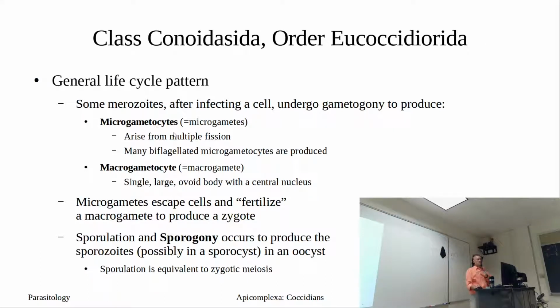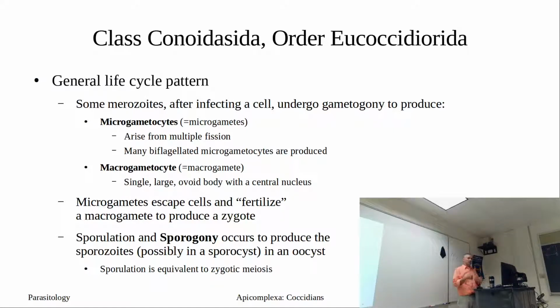Fertilization is going to happen. So our microgametocytes are then going to penetrate into the cells that have the macrogamete. That's our fertilization to produce the zygote. All right? And then once we have our zygote, in a lot of cases, not always, but in some of the cases, we're going to lay down a cyst wall and then undergo sporulation and sporogony.